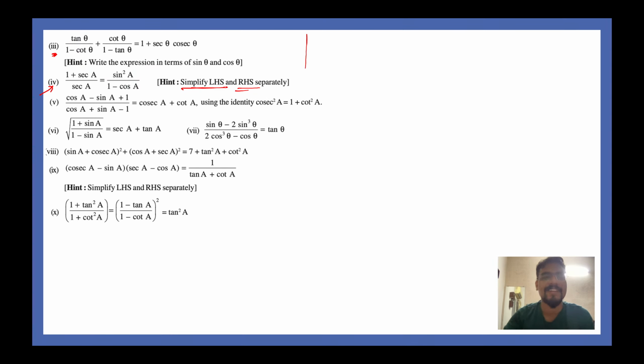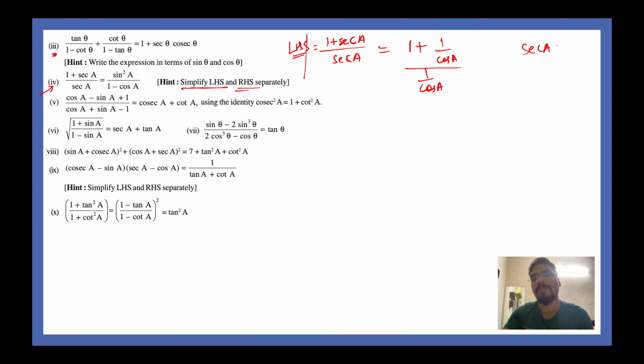Alright, let's do question number 4. So (1 plus sec A) divided by sec A is the LHS. Stay with me, guys. The first step is to convert sec A into sin and cos. So 1 plus sec A can be written as 1 plus 1 upon cos A, and the whole divided by 1 upon cos A, because sec A is equal to 1 upon cos A. This is the property that we have to remember.